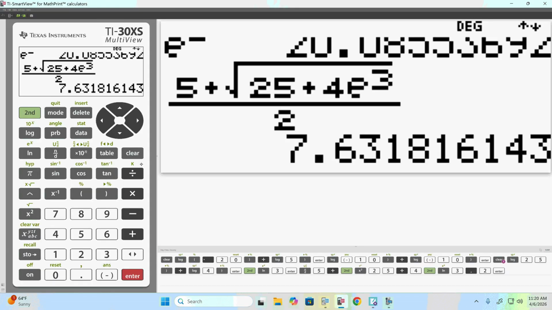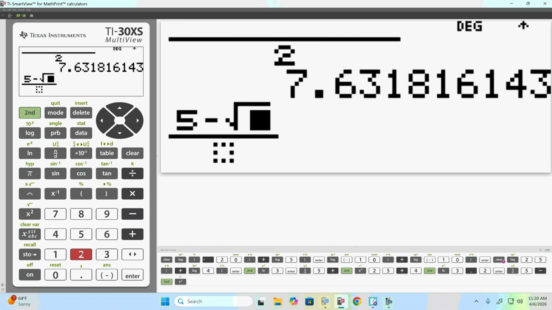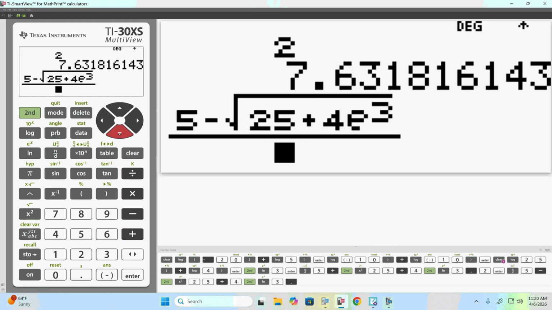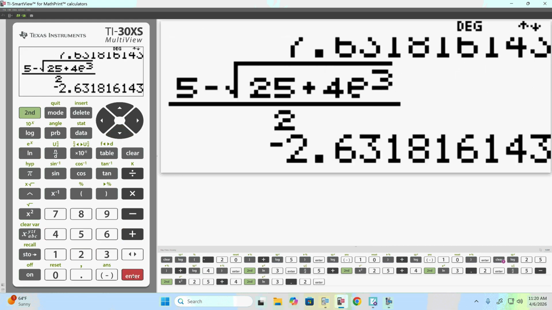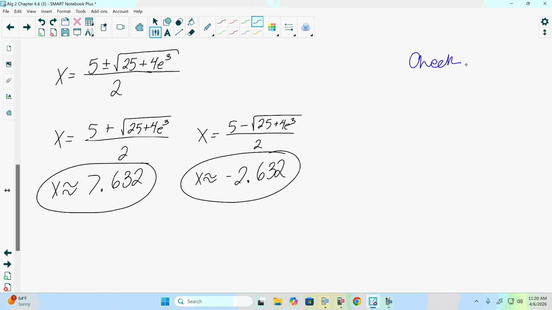Now we have to type the whole thing back in. We're going to say 5, but this time minus the square root of 25 plus 4 e to the third, all over 2, which gives us negative 2.632. And most likely the negative 2.632 is the one we're going to have to throw out and get rid of.